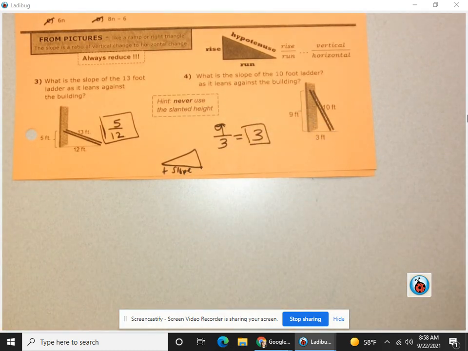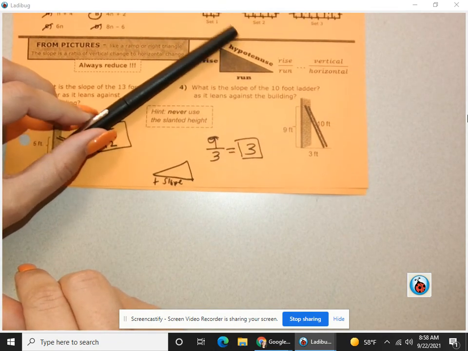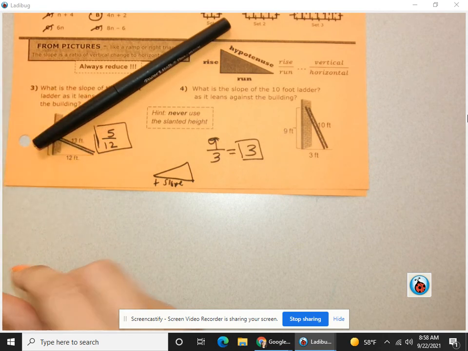Because even if I had a ramp sitting here like this, I don't care what the negative slope is going to be. I can't go into the ground when I'm going into a negative slope. It's just a positive slope.